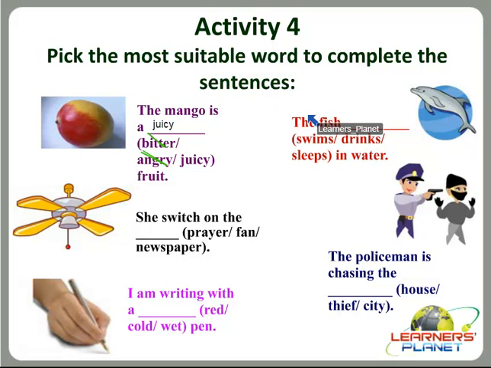The fish dash in water. If you are watching a movie, then the fish will do all these 3 things in water. But students, look at the sentence very carefully. The fish swims, drinks, sleeps in water. The fish does not drink in water. The fish drinks in water is wrong.